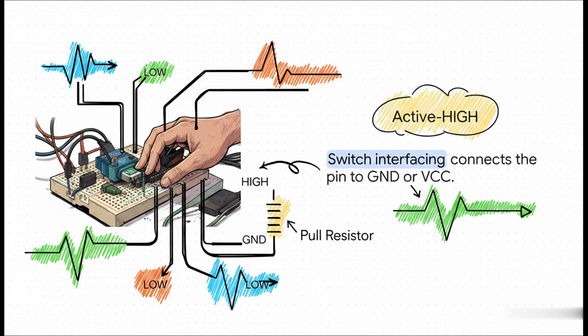Now let's handle inputs. When we interface a physical switch, pressing the button connects the pin either directly to ground or to our supply voltage. Thanks to that pull-up resistor we talked about earlier, the hardware is actively creating a clean, crisp transition between an active low or an active high signal.